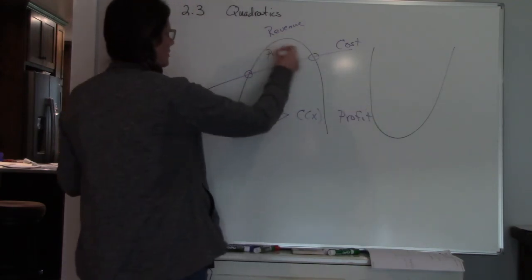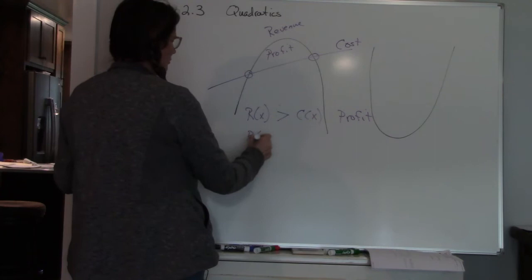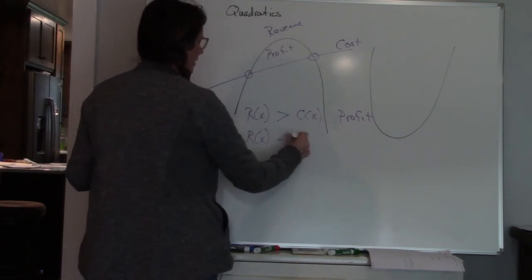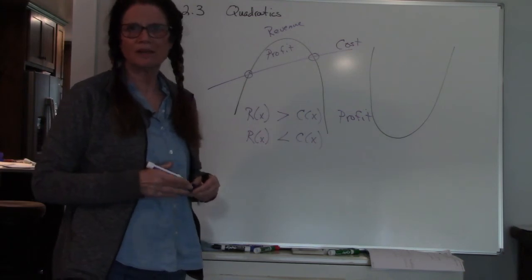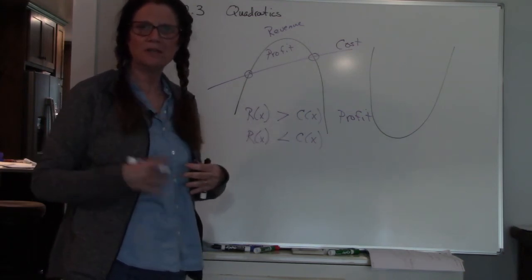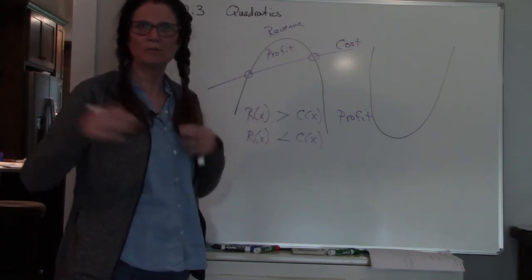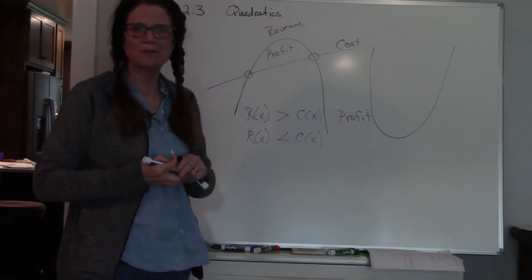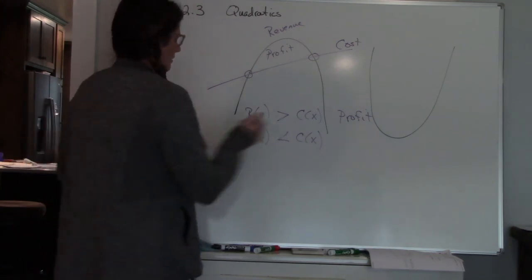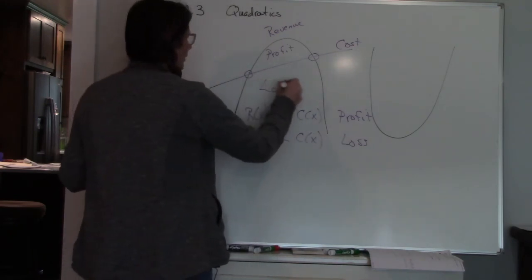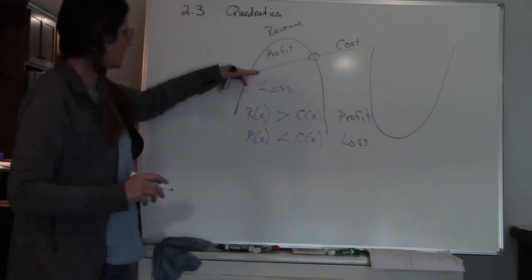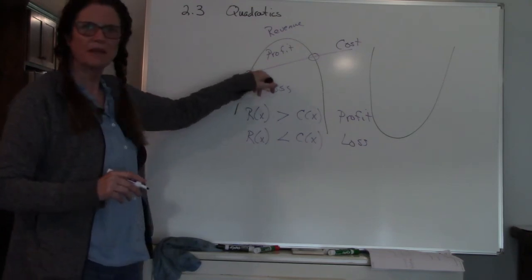Okay, so all of this is profit. When my revenue is less than my cost, in other words, revenue is the money that comes in, so when the money that comes in is less than what it's costing me to run my business, I'm going to have a loss. So down here in this area, this is all loss, because all of my revenue is less than my cost.